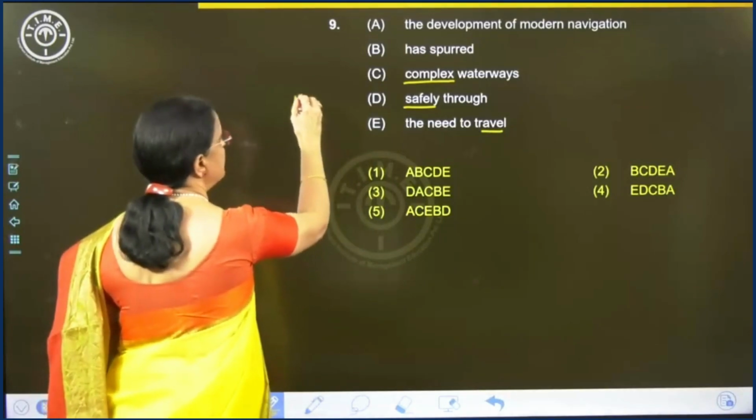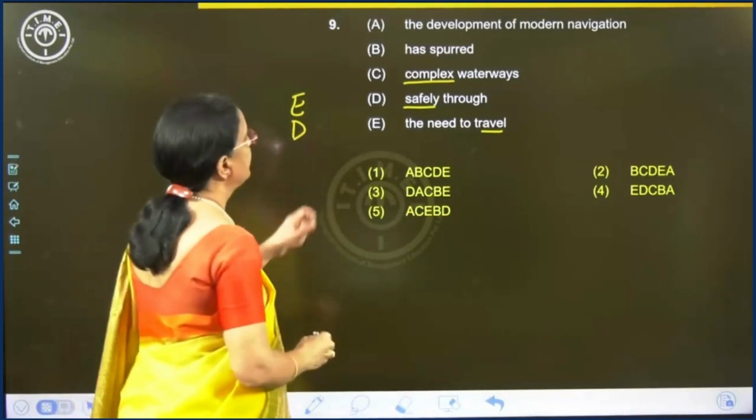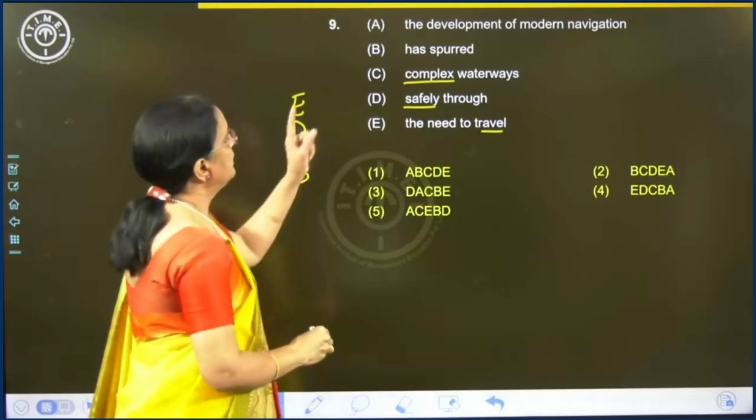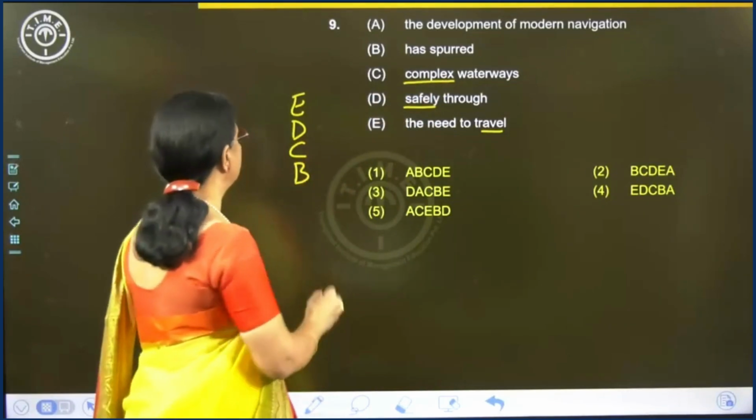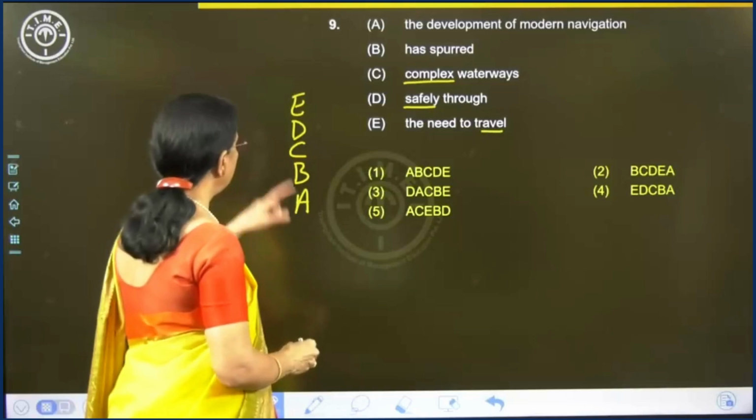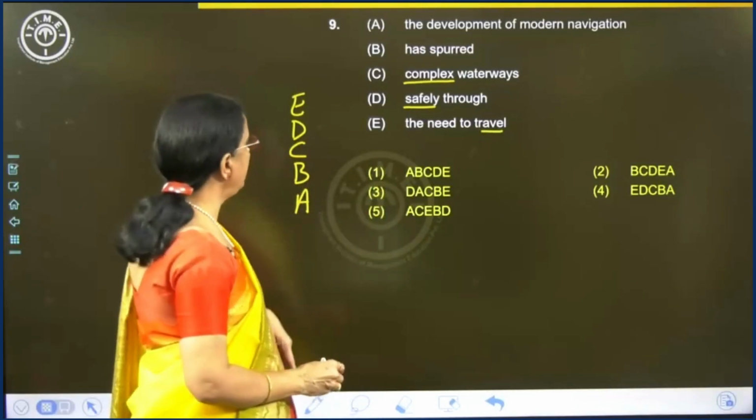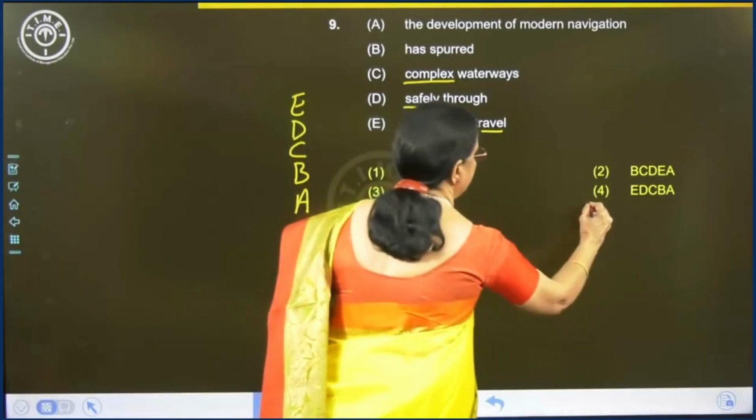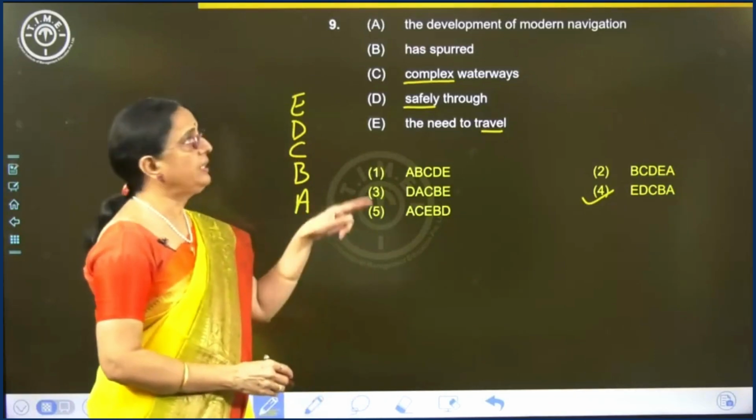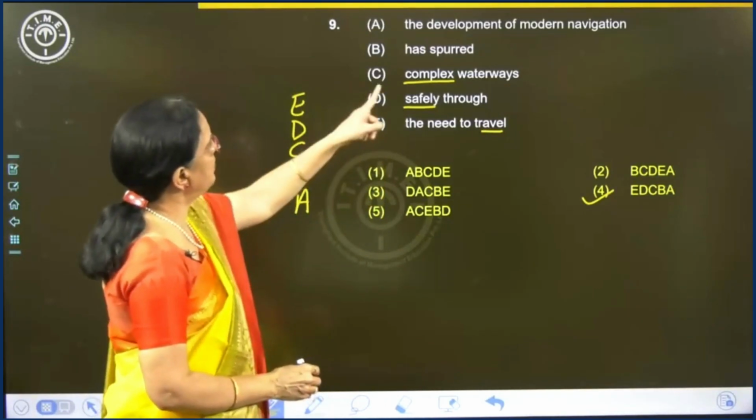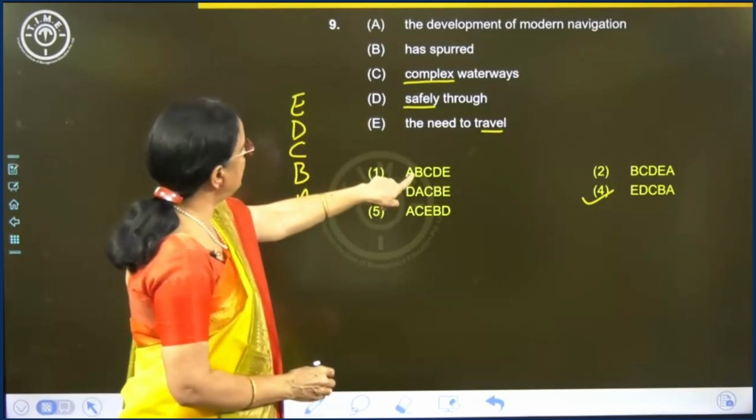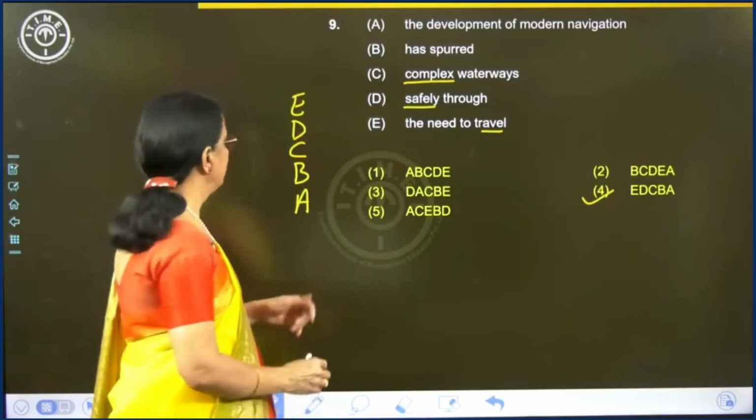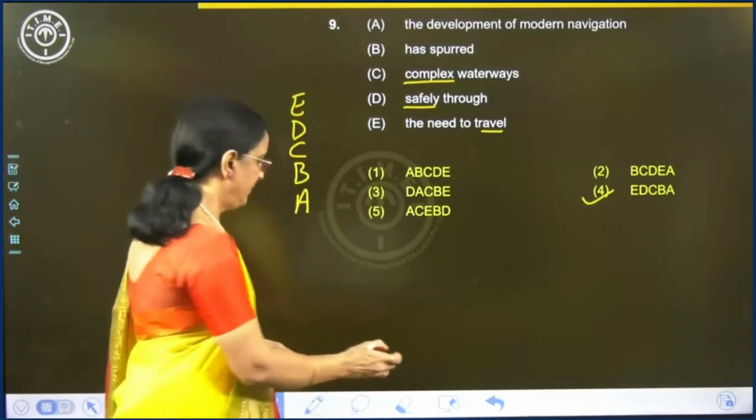So the need to travel safely through complex waterways has spurred the development of modern navigation. A. So EDCBA. Do you have EDCBA? And there is only one choice starting with E. Answer is EDCBA. And if you think you can start with A, the development of modern navigation has spurred complex waterways. Doesn't make sense. You understand? So 4 is the answer. Next sentence.